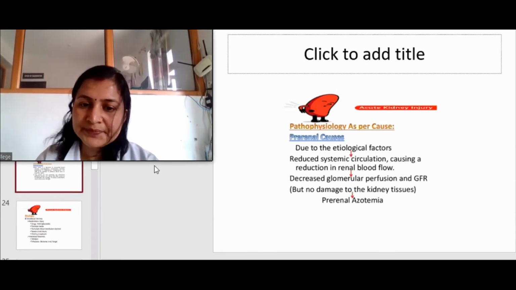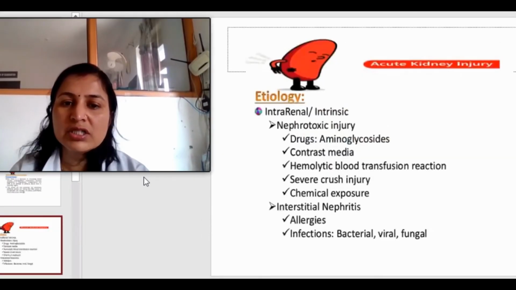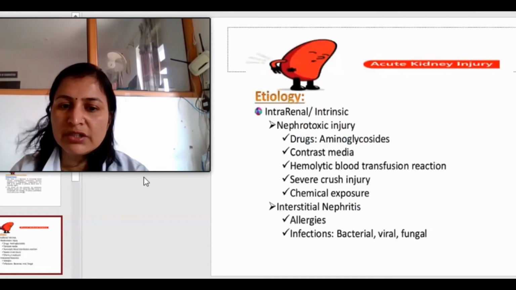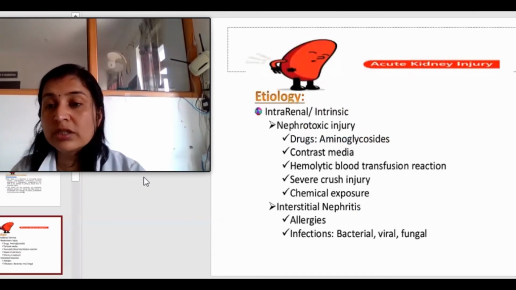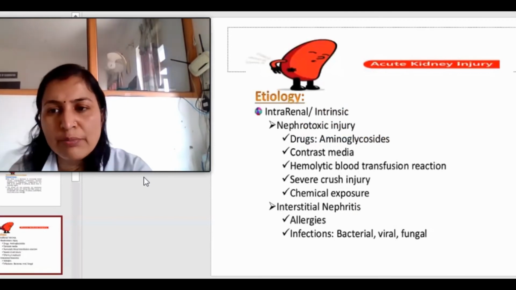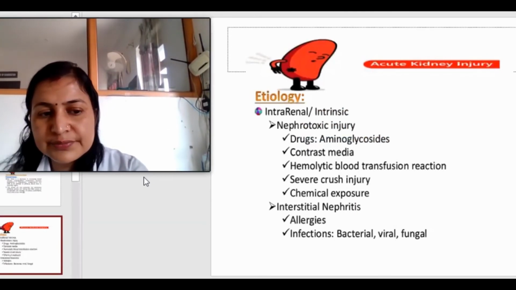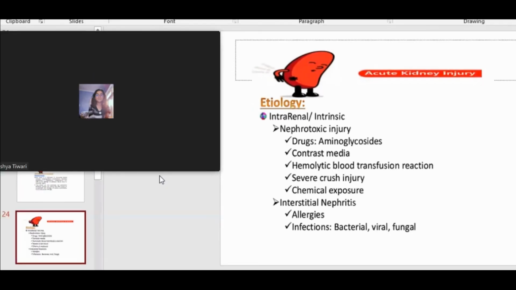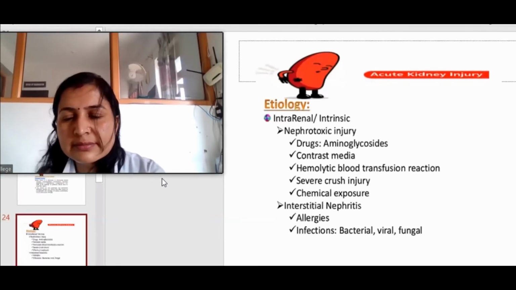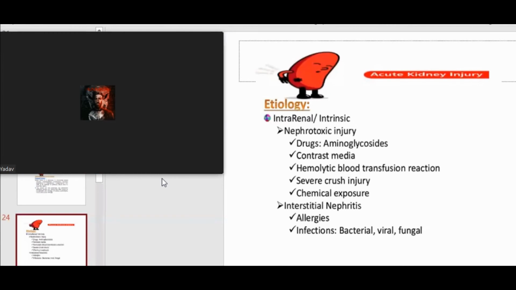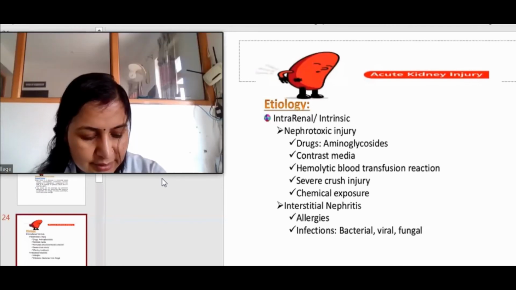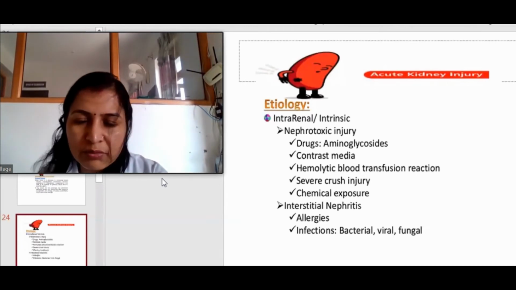Okay, so intrarenal causes can be ischemic and nephrotoxic or interstitial diseases. The nephrotoxic, I hope you know the nephrotoxic drugs. Can you mention some? Anyone? Nephrotoxic drugs? Gentamicin. What else? The common one? Tetracyclines. Yes? Tetracyclines, alright. More common?